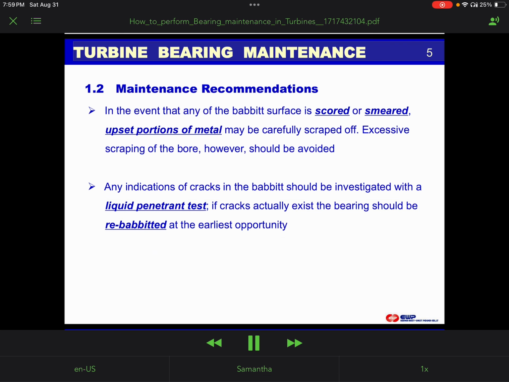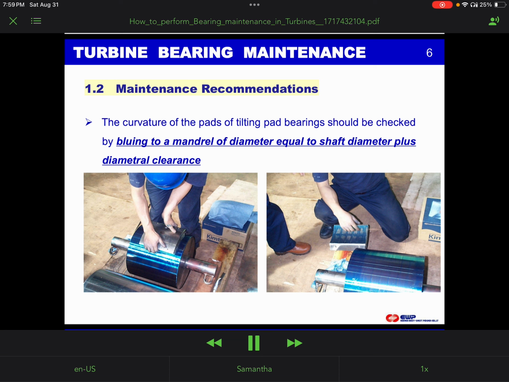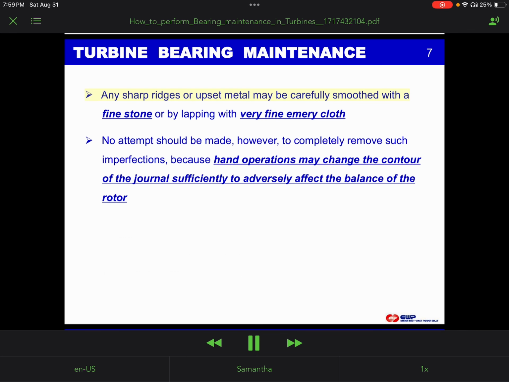Turbine bearing maintenance. 5. 1.2 Maintenance recommendations. The curvature of the pads of tilting pad bearings should be checked by bluing to a mandrel of diameter equal to shaft diameter plus diametral clearance. 6. Any sharp ridges or upset metal may be carefully smoothed with a fine stone or by lapping with very fine emery cloth. No attempt should be made, however, to completely remove such imperfections, because hand operations may change the contour of the journal sufficiently to adversely affect the balance of the rotor.